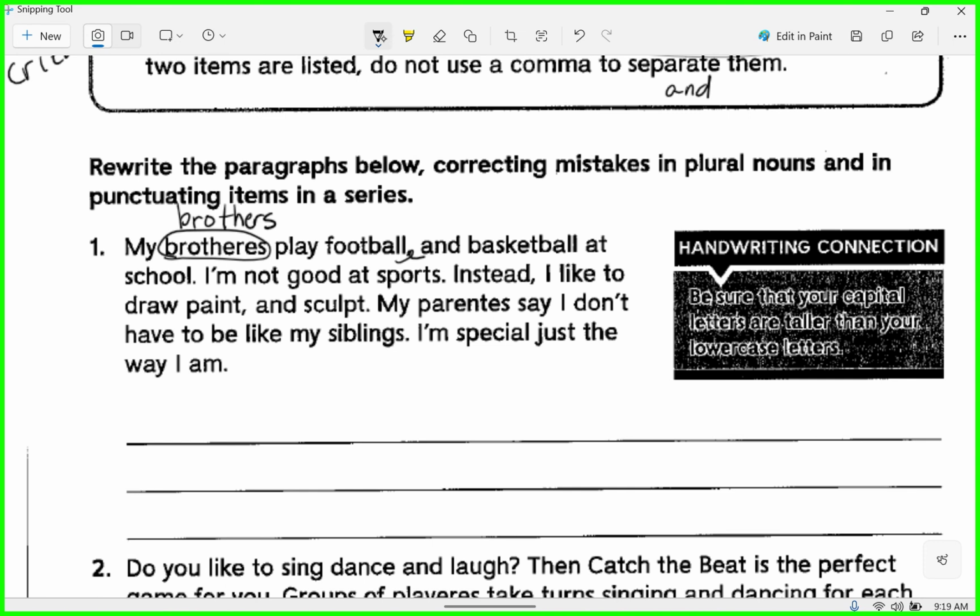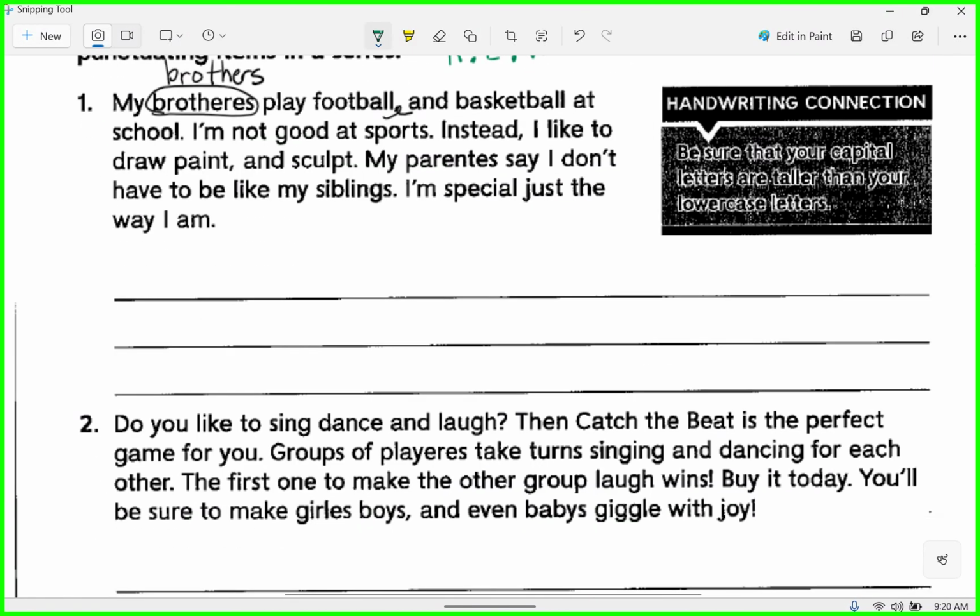So we're going to do what our mantra is. We're going to read this paragraph. We're going to make the edits in the paragraph, okay? And then we're going to write it out. I did a couple of edits for you, didn't I? All right? Let's read. I'll read the next one.